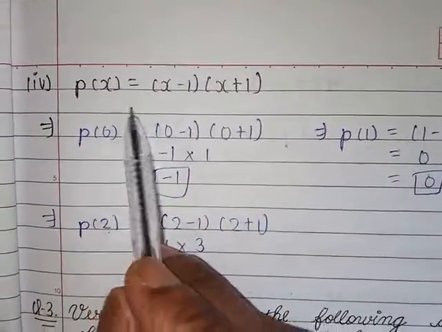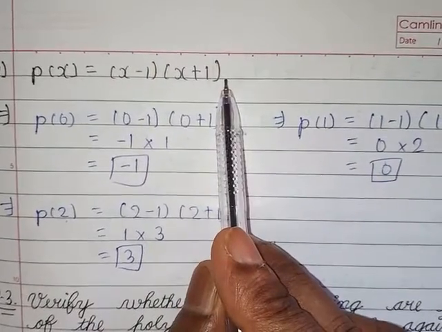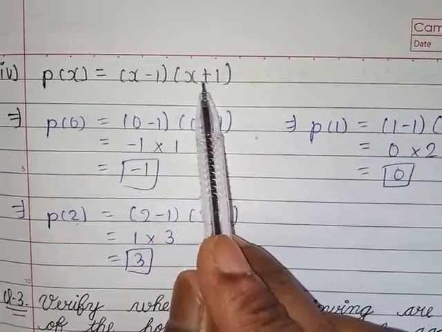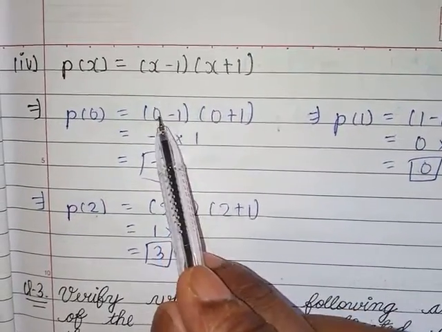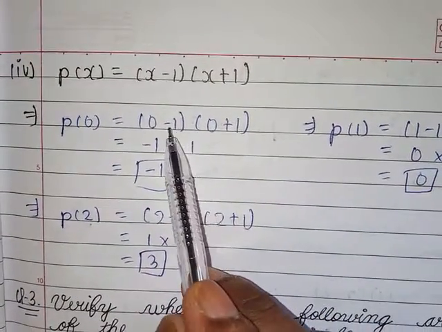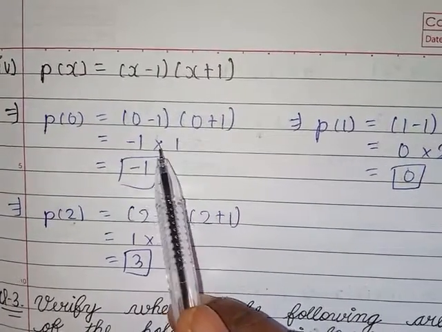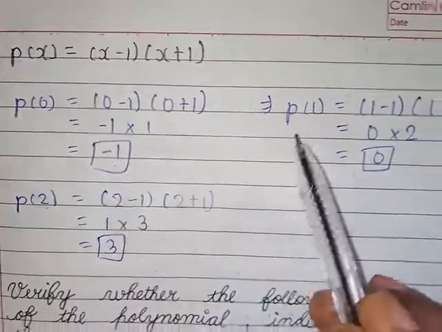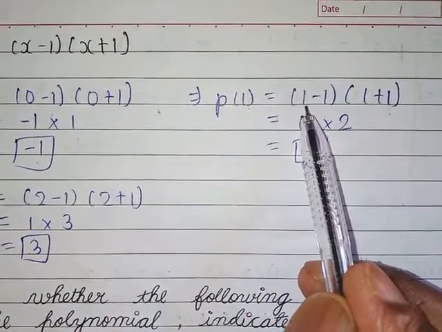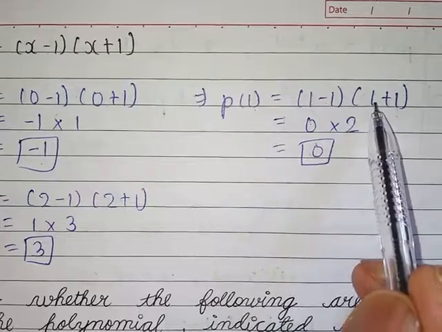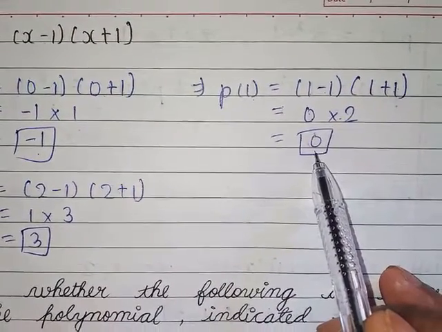Now the next question, the fourth one. P of x is equal to x minus 1 times x plus 1. You can simplify it, x square minus 1 also, or you can directly substitute. x is 0, so minus 1 is left from here, plus 1 is left. Multiplication of minus 1 into plus 1 is minus 1. P of 1: in place of x you have to write 1, so 1 minus 1 is 0, 1 plus 1 is 2. So 0 into 2 is 0.